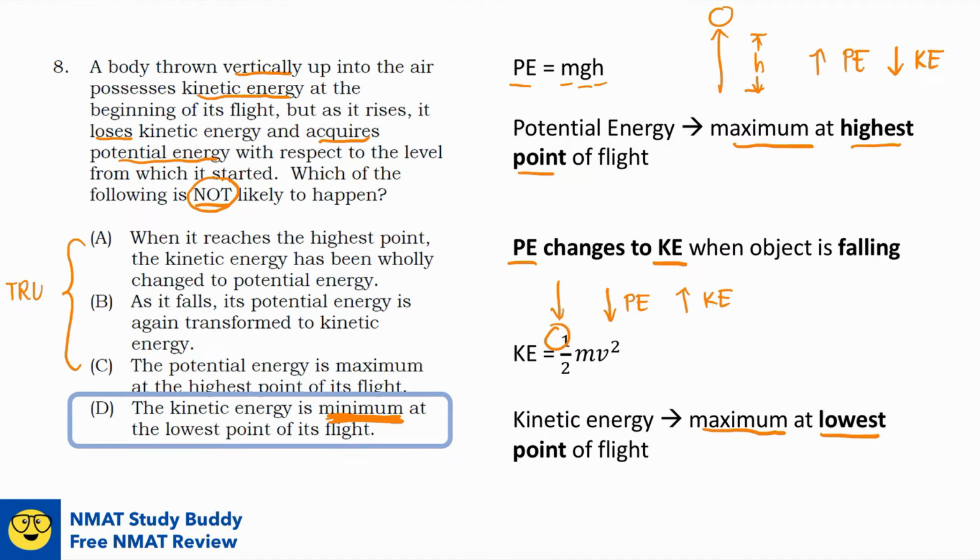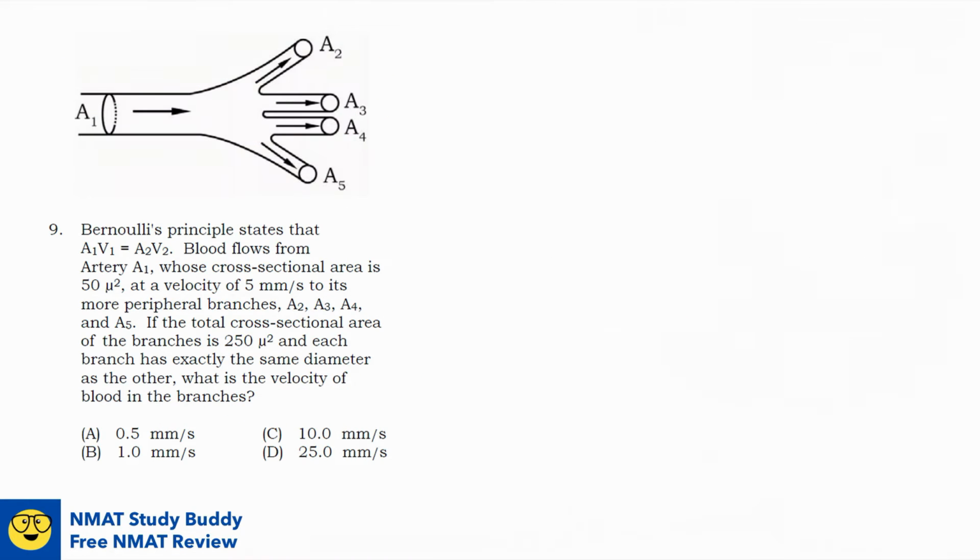These are true. Number 9, Bernoulli's principle states that A1 or area 1 times velocity 1 is equal to area 2 times velocity 2. Blood flows from artery A1 whose cross-sectional area is 50 microns squared at a velocity of 5 mm per second to its more peripheral branches A2, A3, A4, and A5. If the total cross-sectional area of the branches is 250 microns squared, and each branch has exactly the same diameter as the other, what is the velocity of the blood in the branches?